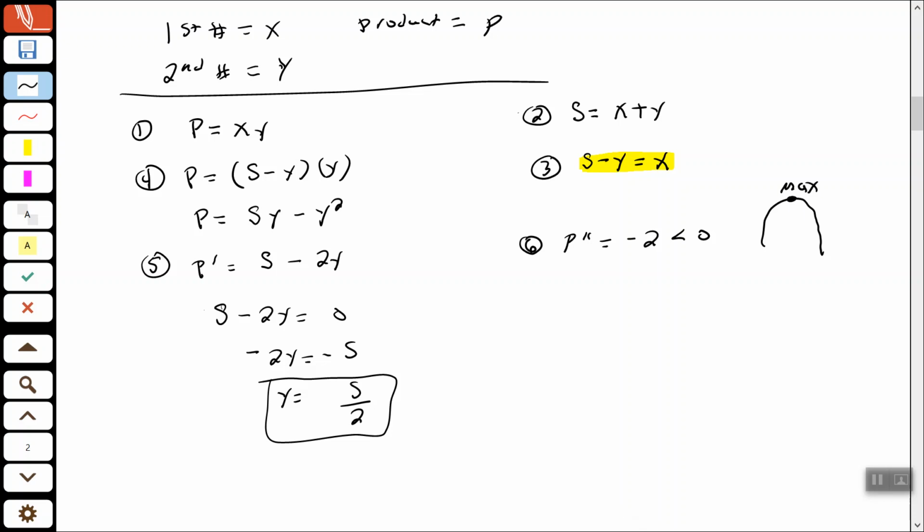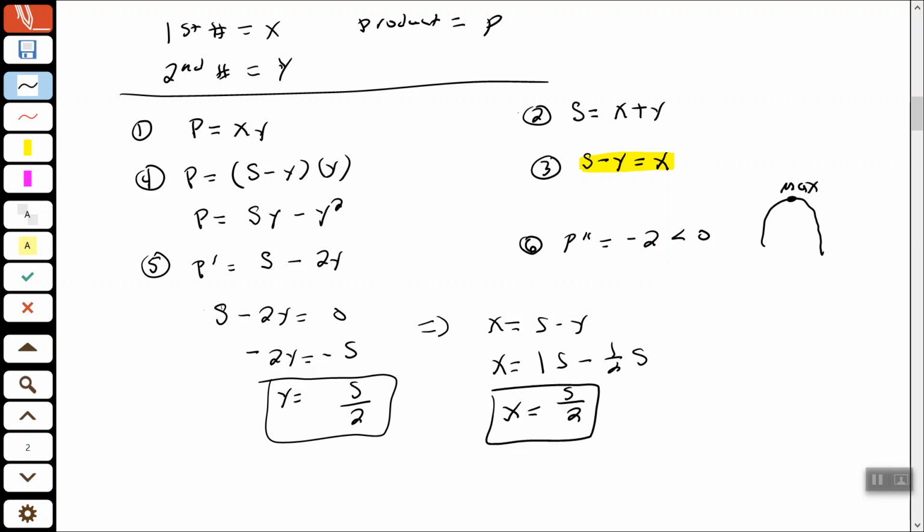So since x is equal to s minus y, I can come out here and replace y with s over 2, or 1/2 s. So we have 1s minus 1/2 of s. And 1 minus 1/2 is 1/2. So that gives us the same thing, 1/2 s, or s over 2. And those are the two numbers that, given this situation, the product of those two numbers will be a maximum where the sum of the two numbers equals s.